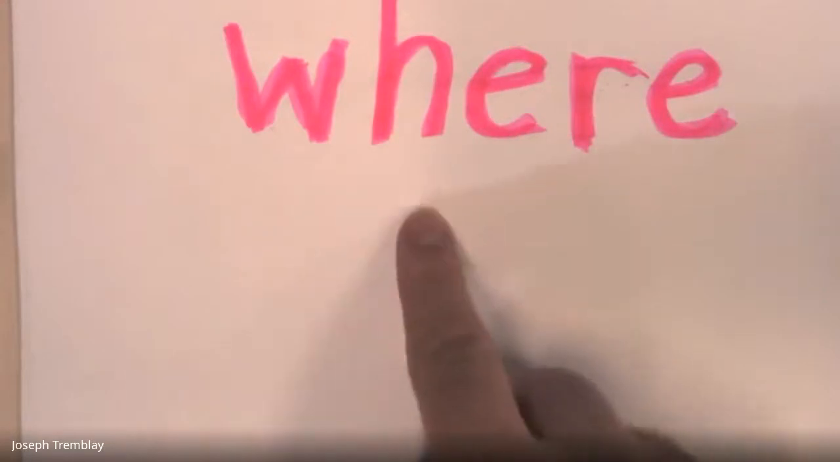All right, so we're going to trace this on our table, on your desk, or you can even trace it down here on your paper with just your finger. Let's try it again. Ready? W, H, E, R, E. Where. W, H, E, R, E. Where.